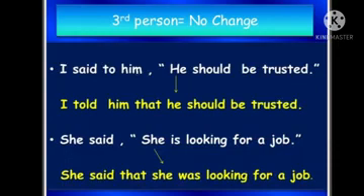Now we focus on the third person. Already we know there is no change in the third person. See, I said to him he should be trusted. We are talking about some other he, we don't know who. So we write, I told him that he should be trusted, because he is a third person there, and a third person we cannot change, so it will remain the same.